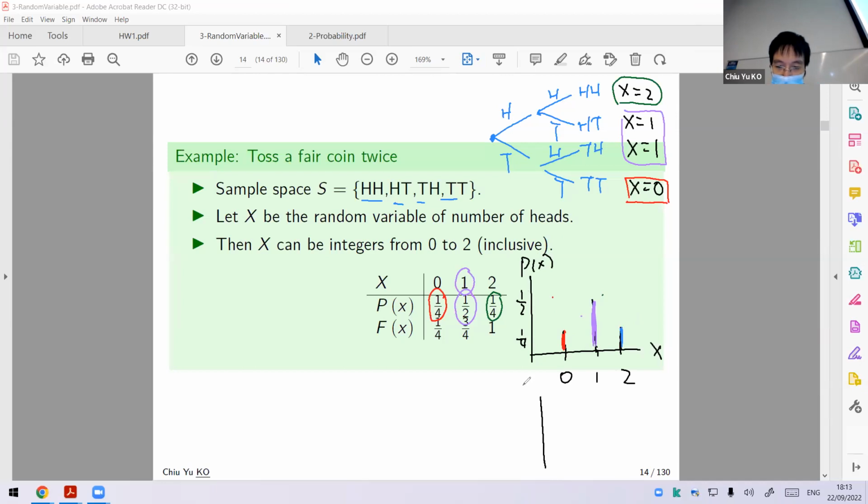And then how can you get the big F? Very simple. At 0, you still have the red. For 1, you have red here, but you also have the purple here. And for 2, you have red here, purple here, and then blue here. So what you are left with is this is 1/4, this is 3/4, and this guy is 1. Is it clear how we derive this?